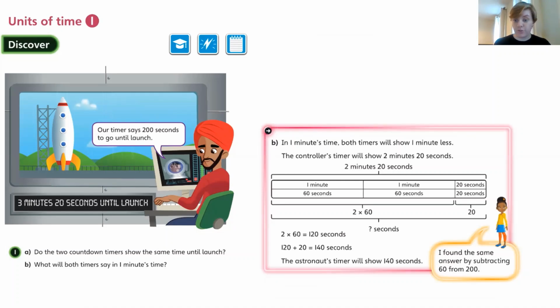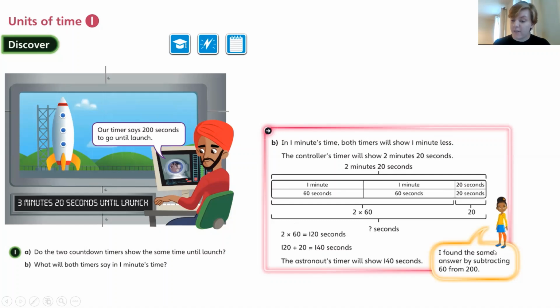So what will the astronaut's timer show? Well, if we do the same and convert the controller's time, we find that we've got 2 minutes and 20 seconds here. That's 60, 60 and 20 seconds. 2 lots of 60, 60 multiplied by 2 is 120. Add those 20 seconds is 140 seconds. So the astronaut's timer will show 140 seconds.